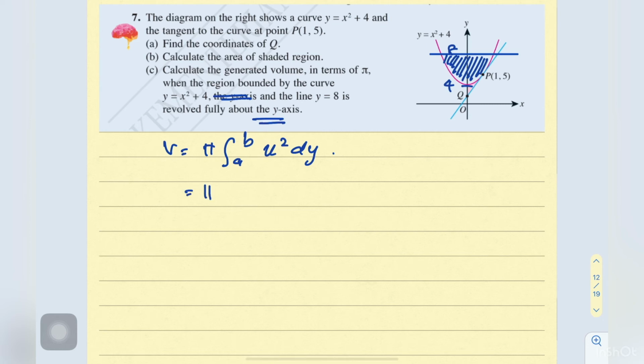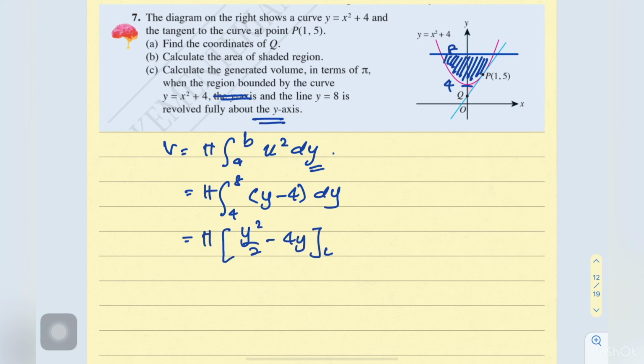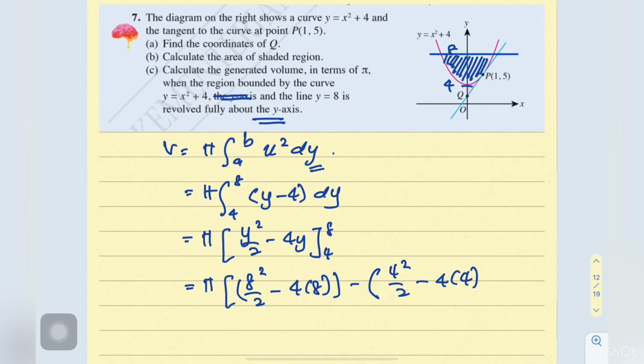So pi, since it is dy, a and b are values of y. From the diagram, the lower limit is 4, the upper limit is 8. x squared is actually y minus 4, dy. So we integrate: y squared over 2 minus 4y, from 4 to 8. So pi, 8 squared over 2 minus 4 times 8, minus 4 squared over 2 minus 4 times 4.